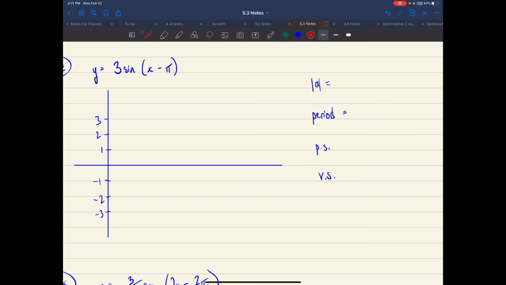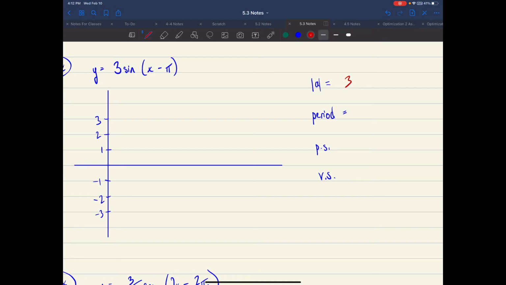Okay, so now we have one with a phase shift. Each of these examples doesn't have everything thrown in because it might be too confusing at first, so we're starting small. So y equals 3 sine of x minus pi. So we'll just go through all of this. The amplitude is going to be 3.